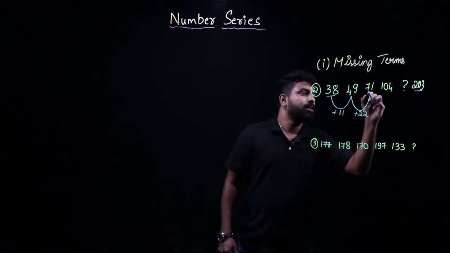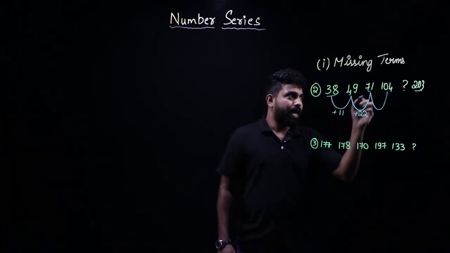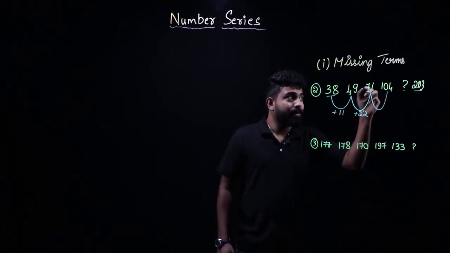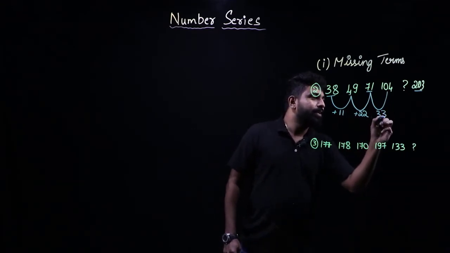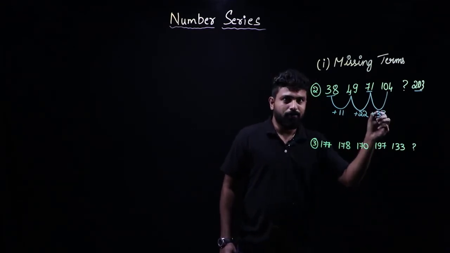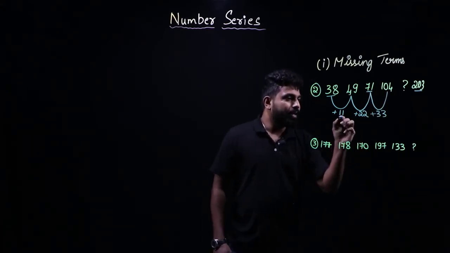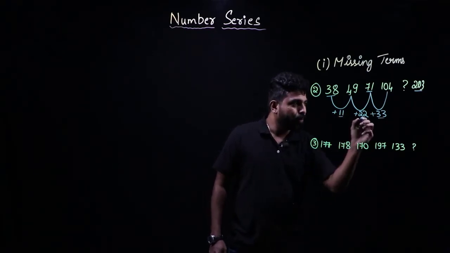What about my next term here? The next term is 104 and my previous term is 71. So what do I add to 71 to get 104? I need to add 33. 71 plus 3 gives me 74, plus 30 gives me 104. So when you look at 11, 22 and 33, what do you understand? What are these 11, 22 and 33?